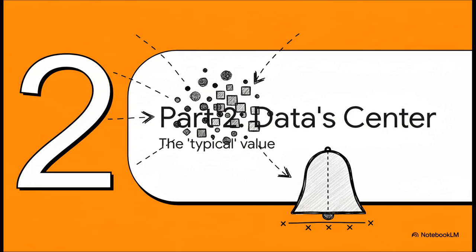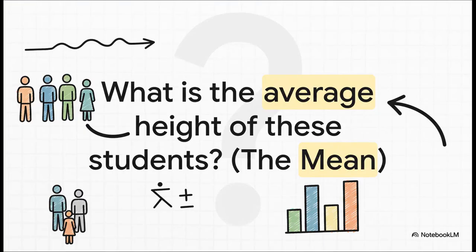All right, now that we know what kind of data we have, we can move on to Part 2, finding the data center. This is all about discovering that one typical value that best represents our entire data set. Let's start with a question we've all seen before. If you have a list of student heights, what's the average? Simple enough, right? In the world of statistics, we just call this the mean.